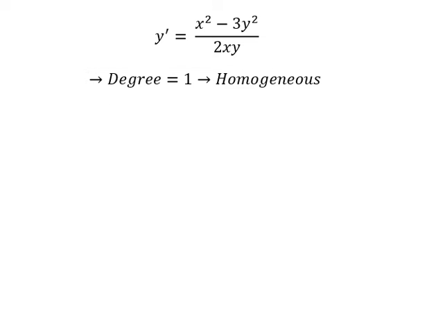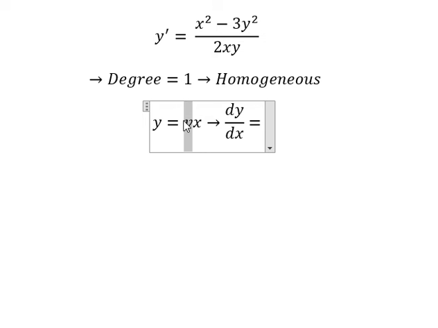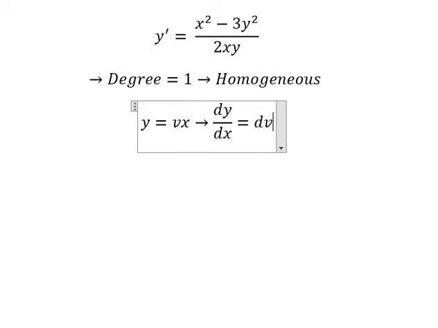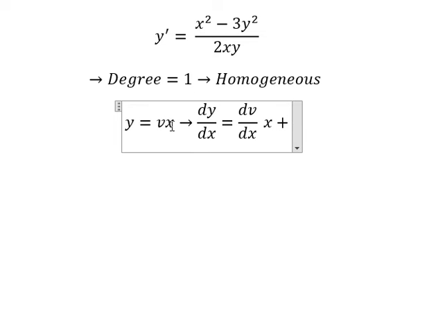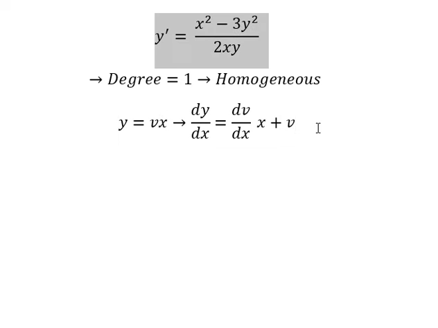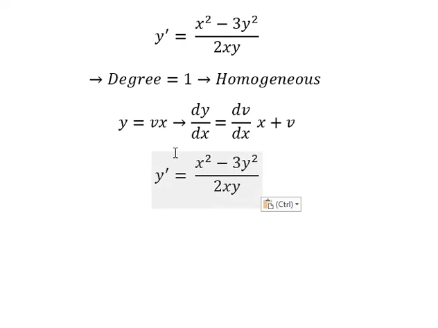So I will put y equal to vx. Later that we need to do first the derivative for both sides. First the derivative of v, we have dv over dx multiplied by x. First the derivative of x, we have number 1, so we have v. So y we change by vx.